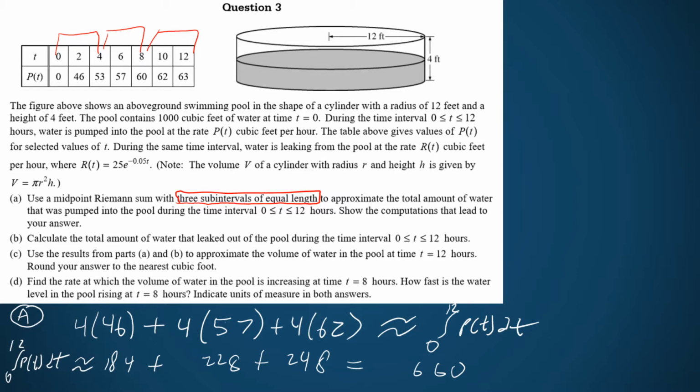Yes. Okay. What are my units for this? Cubic feet. Okay, cubic, just cubic, or? Cubic feet. Sounds good. Okay. So this is how many cubic feet of water were pumped into the pool during the first 12 hours.